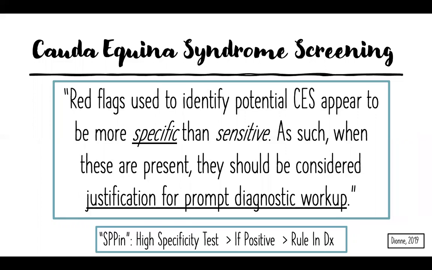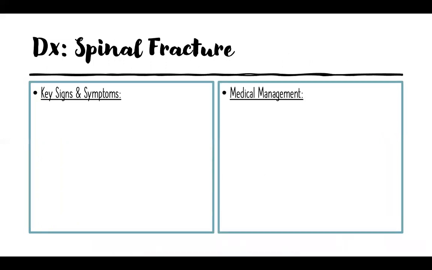Most of the red flags that we're using, named above, are more specific than sensitive. If we remember our statistics, for a high specificity test, we use the acronym SPIN. So with a high specificity test, if they're positive, in other words, if they have urinary retention or bilateral sciatica, if those things are present, then it's more likely to rule in. So we really do want to send them for further imaging.